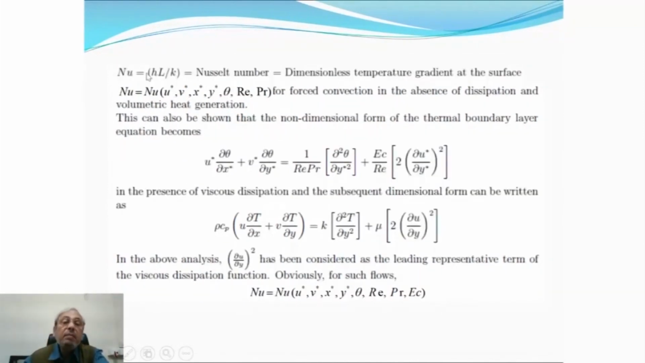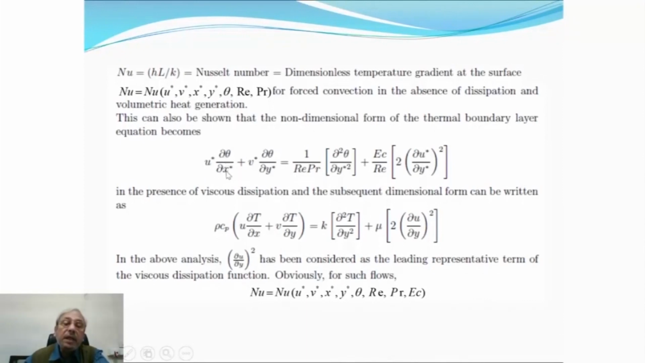So the Nusselt number, we can say that the dimensionless temperature gradient at the surface becomes a function of U star, V star, X star, Y star, theta, Reynolds number and Prandtl number for forced convection in the absence of dissipation and volumetric heat generation.